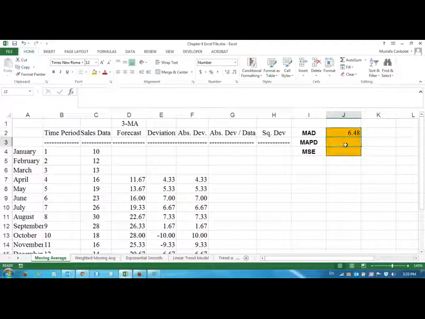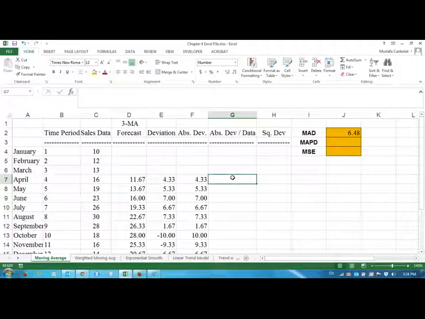So MAPD is another error measure. You can use one of these, MAD, MAPD, or MSE. And I'm going to calculate MAPD and MSE for this one, but I'm going to require you to calculate those two as well for the remaining ones. I'm not going to calculate them myself. So MAPD looks at the percentage error.